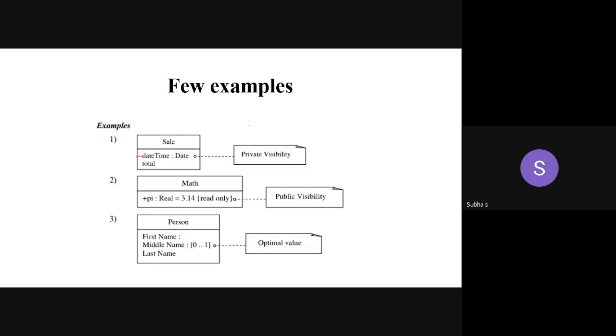Okay. Next, total, I didn't mention anything. If I am not specifically mentioning anything, what does it denote? By default, it is treated as a private member in any class diagram in UML. By default, all the members are taken as private. So though I am not mentioning minus, it is given as private visibility. Suppose I need to give it as public visibility, you must mention the plus symbol.